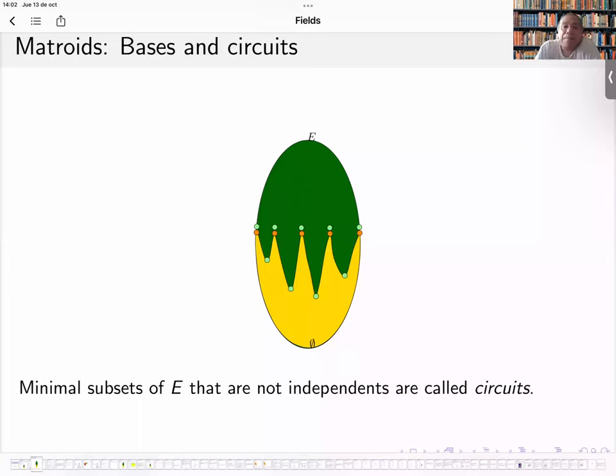By the way, I'm mainly concerned about the complex induced by the independent sets, so that's why I'm not putting in the loops of the matroid. So let's think that we consider just matroids without loops. Later on, I'm going to tell you what will happen with the loops.